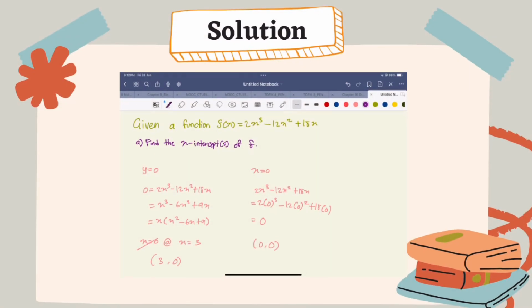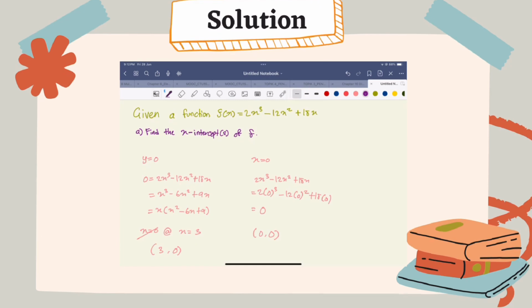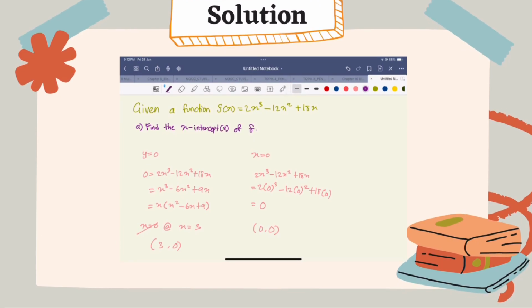In this question, given a function f(x) equals 2x cubed minus 12x squared plus 18x, find the x-intercept of f. Firstly, we set y equals to 0 and insert the value in the function. Then we simplify and factorize the function, and we use the quadratic formula to get the value of x. And we get x equals 0 and x equals 3. So the first point we get is x equals 3 and y equals 0. And when we insert the value of x equals 0 in the function, we get y equals 0 also.